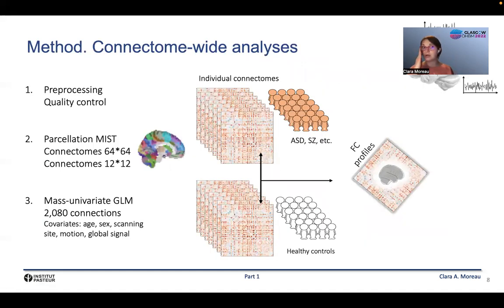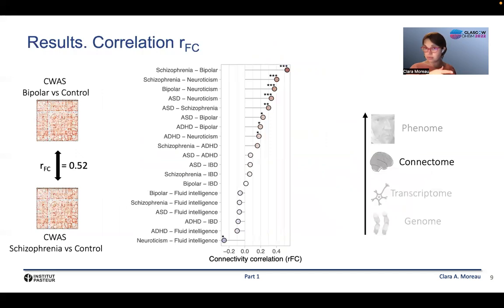So we performed classical standard preprocessing with NIAK. We did parcellation into 12 networks and 64 regions. And we then compared cases and controls using a standard GLM with age, sex, scanning site, motion, and global signal as covariates. So using this method, we were able to define signatures of bipolar, schizophrenia, etc., all of our conditions, and we correlated them, and then we did some permutations to test the robustness of this correlation.